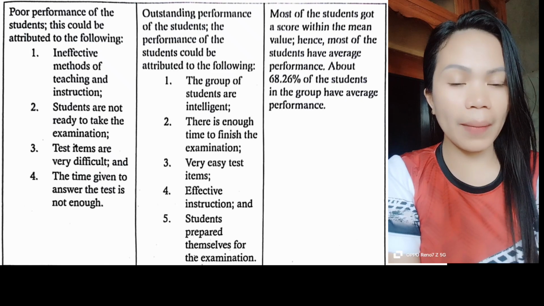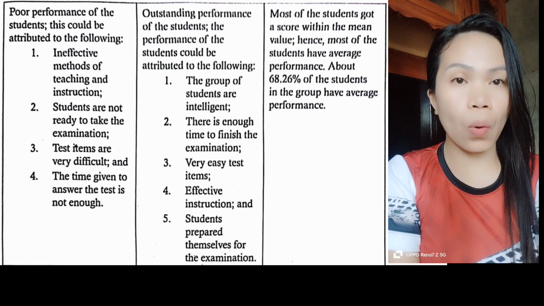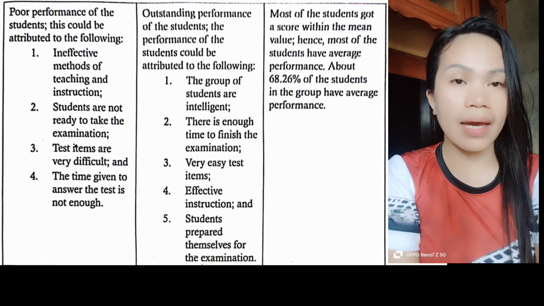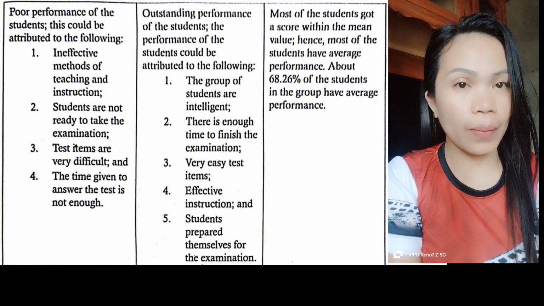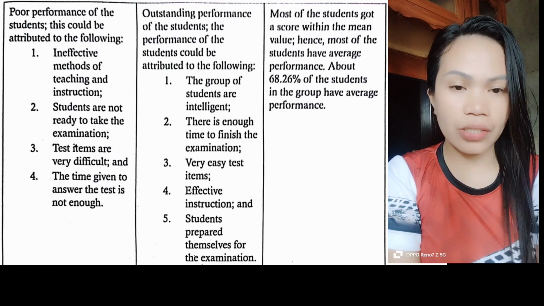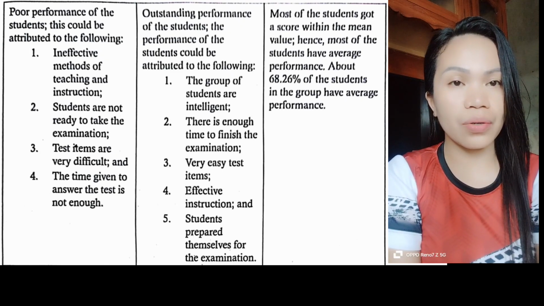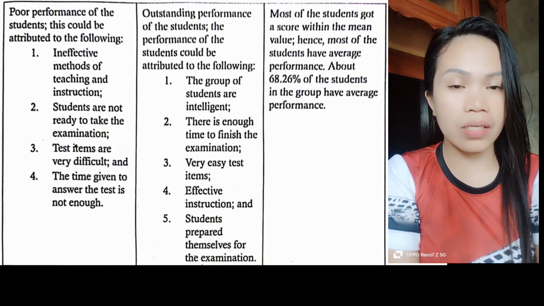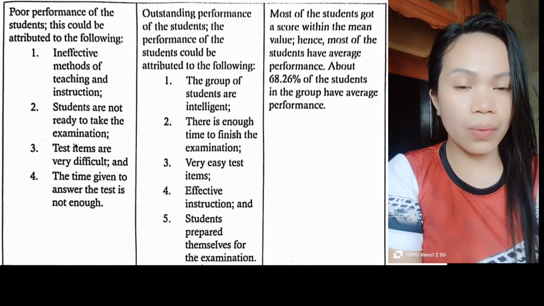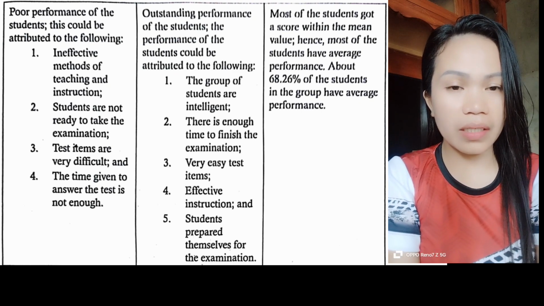So for the normal distribution, most of the students got a score within the mean value. Hence, most of the students have average performance. About 68.26% of the students in the group have average performance, though they are equal. So there is no skewness, and this is the normal distribution.